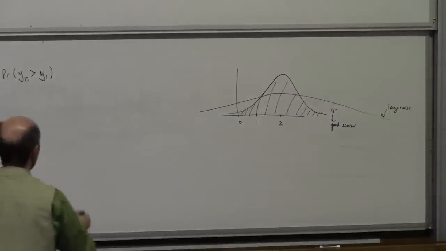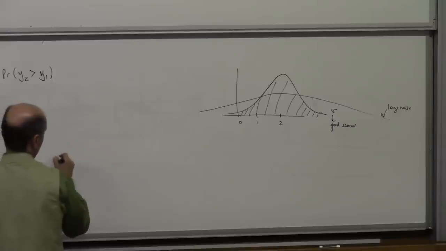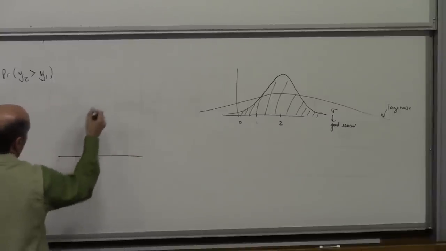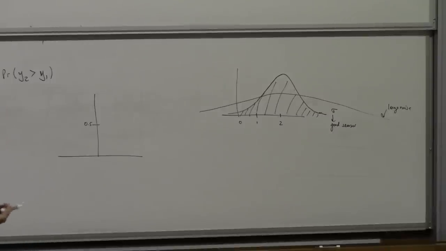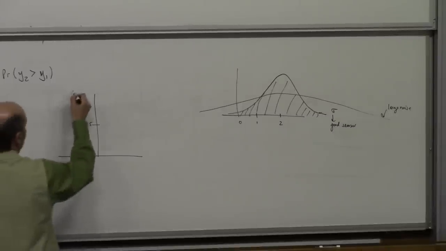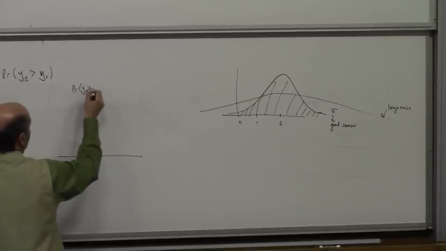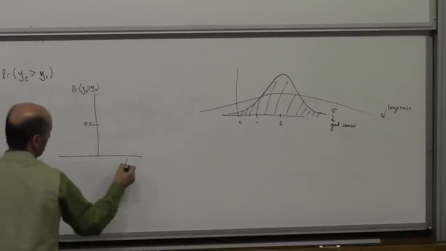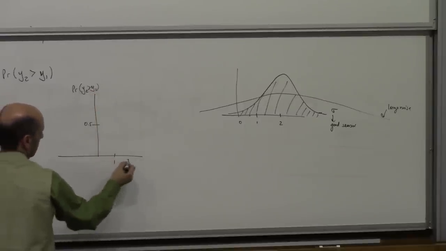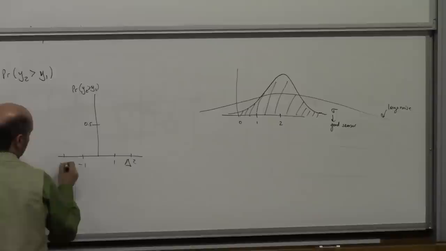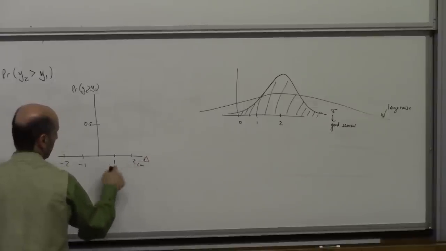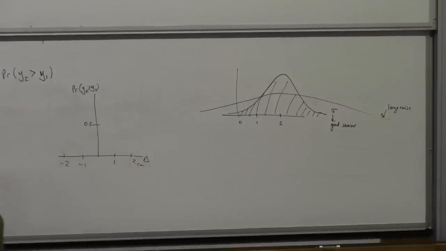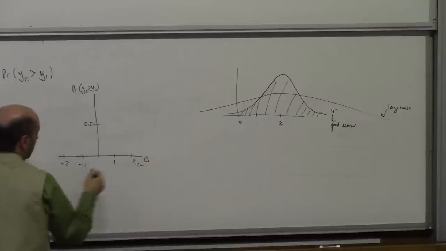So now if I plot the probability of detecting the second object being bigger than the first object, so this is the probability of y2 being bigger than y1, as a function of delta. So here's 1, here's 2, here's minus 1, here's minus 2. So the second object is bigger than the first object by 2 centimeters, by 1 centimeter. It's actually smaller. It's really small. The probability is going to be the integral of that function. It's going to look like this.